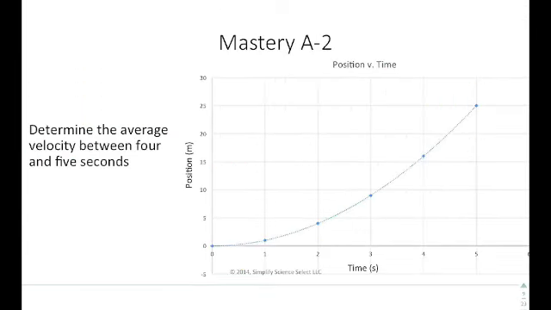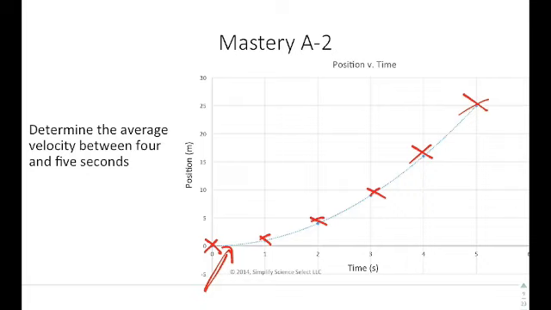In this next example, it says determine the average velocity between 4 and 5 seconds. So this is one that's a little bit trickier. The reason why is this is clearly a quadratic function. In other words, the velocity is not the same for each second. If you look, there's a curve, not a straight line. So I can't actually use the slope for the entire line, so I have to be more specific.